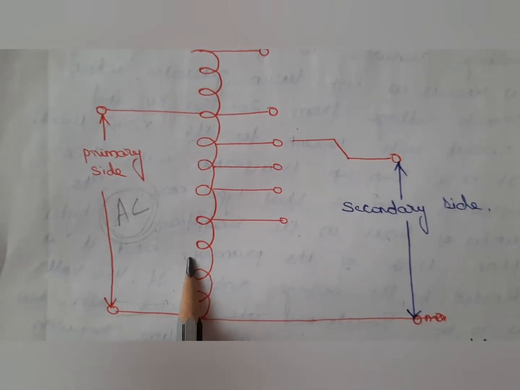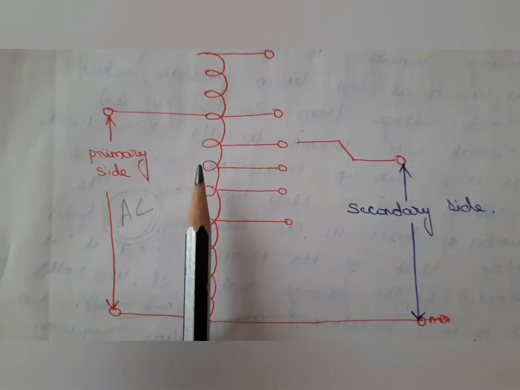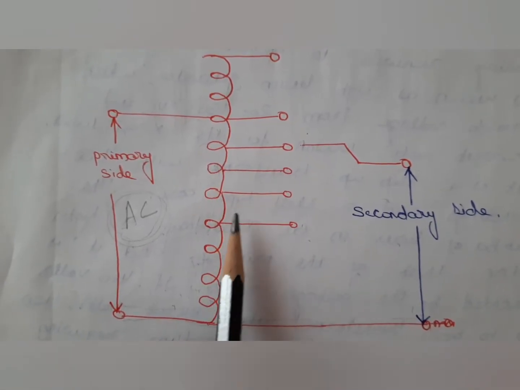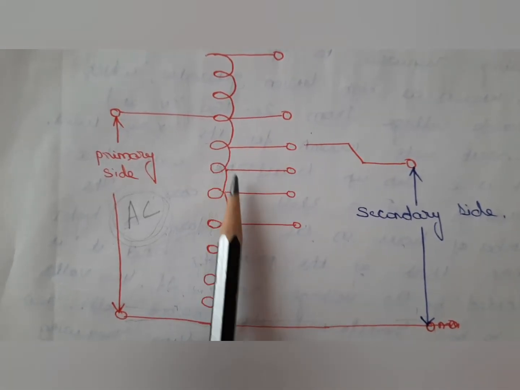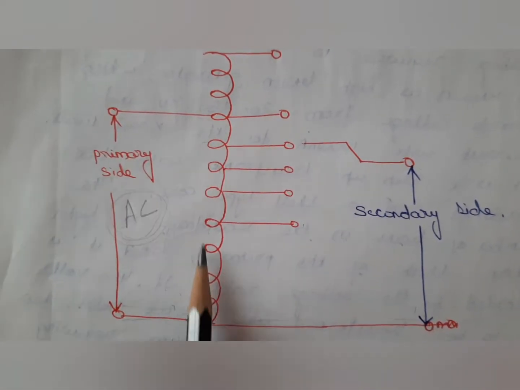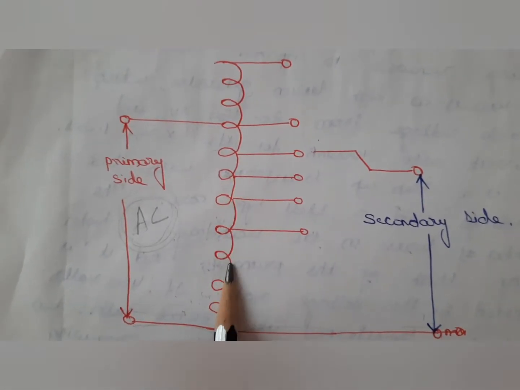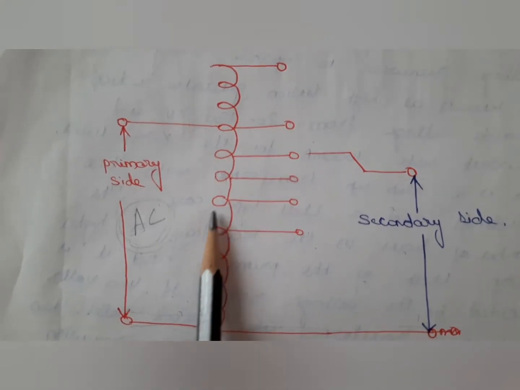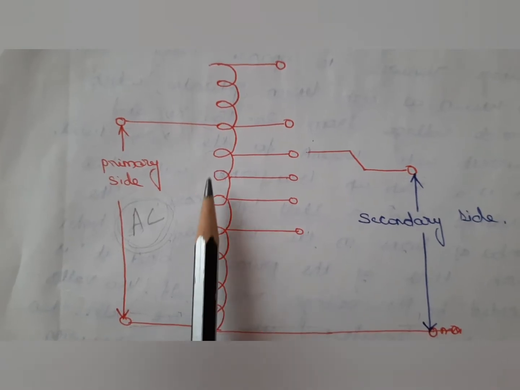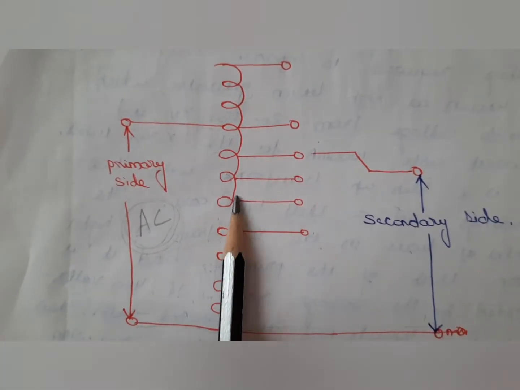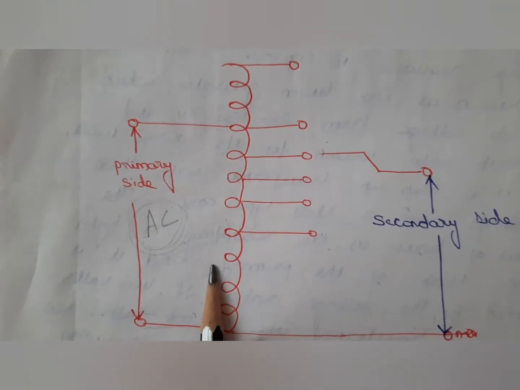This magnetic flux will link with all the turns, thereby inducing a voltage in each of the turns of the winding. So the induced voltage will depend on the number of turns present in the coil. That means the induced voltage will be proportional to the number of turns of the coil.